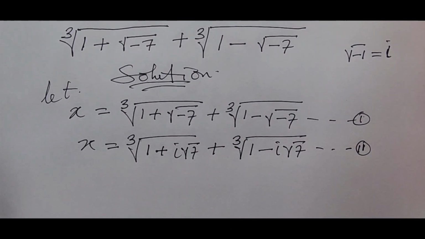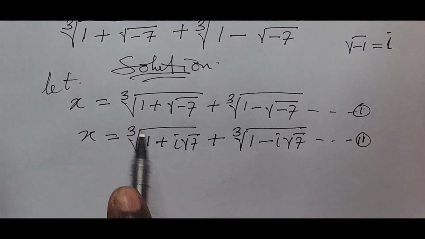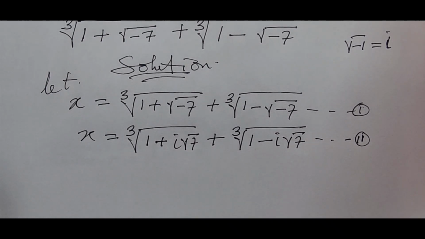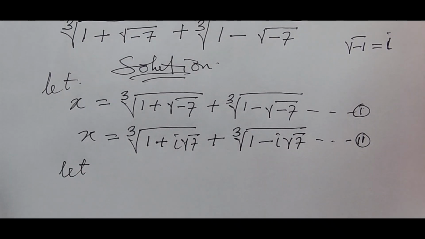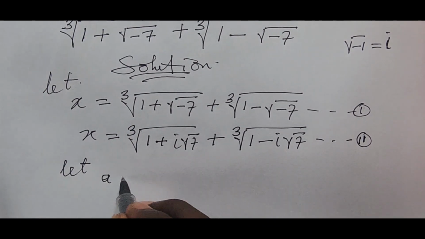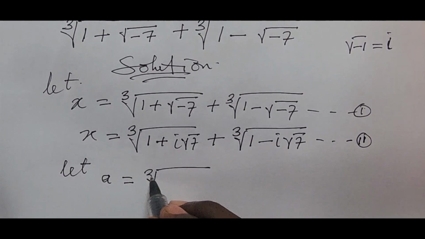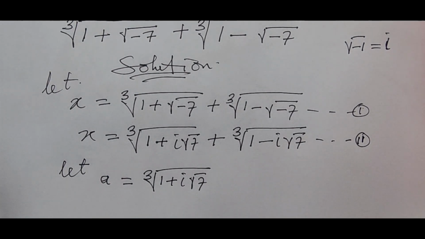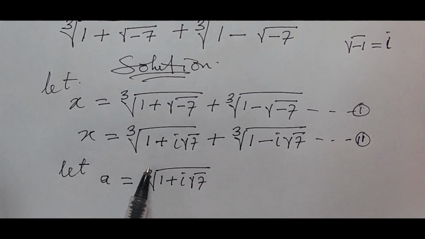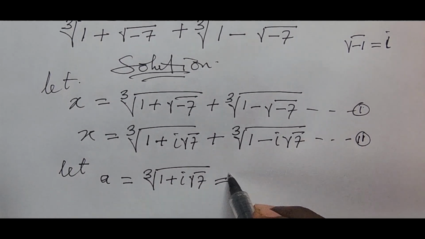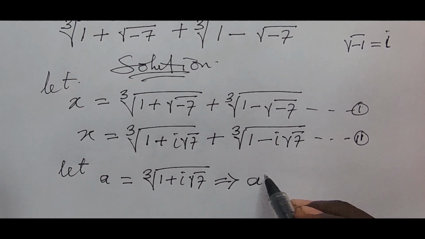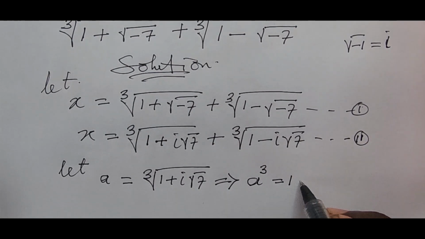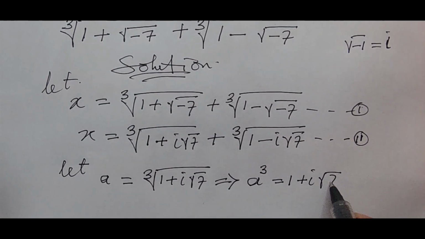So from here, we have to do another simple substitution. We want to say let A be the whole of this and B be the whole of this. So again, we do a second phase of the substitution. Let A be equal to the cube root of 1 plus i root 7. If we want this expression to be exposed, we have to take the cube of both sides. And so this gives us A to the power of 3 equal to 1 plus i root 7.